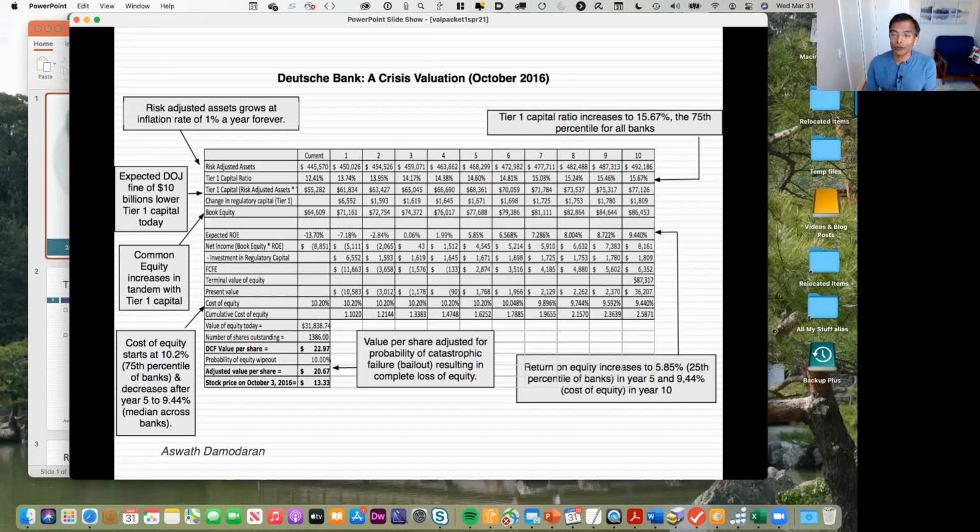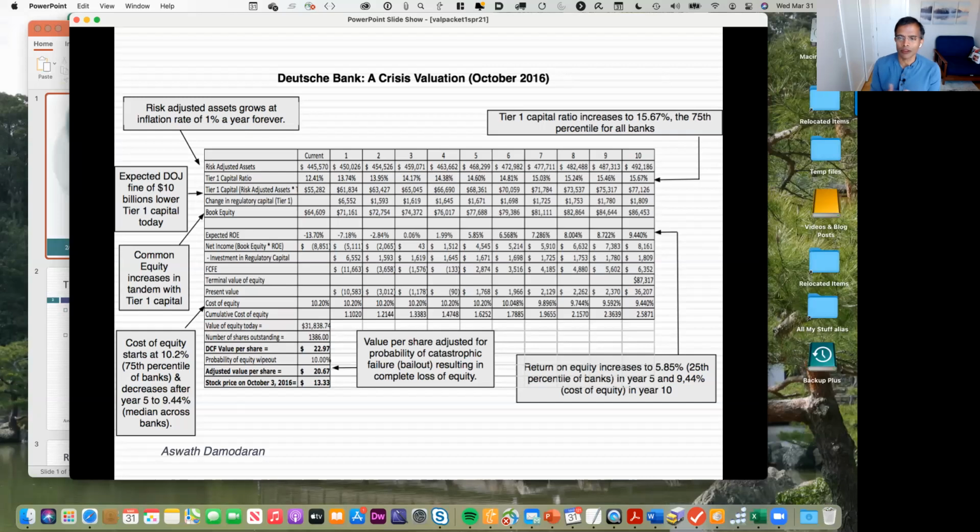Every time you lose money, it comes out of your regulatory capital. So year after year, the regulatory capital ratio kept slipping. So they went from being one of the best capitalized banks in Europe to, by the middle of 2016, one of the worst capitalized. And then came a death blow. The US Justice Department fined them $10 billion for something they did in 2008.